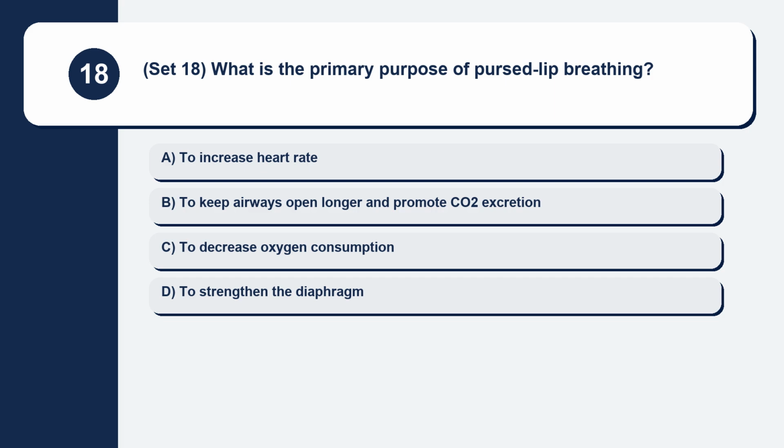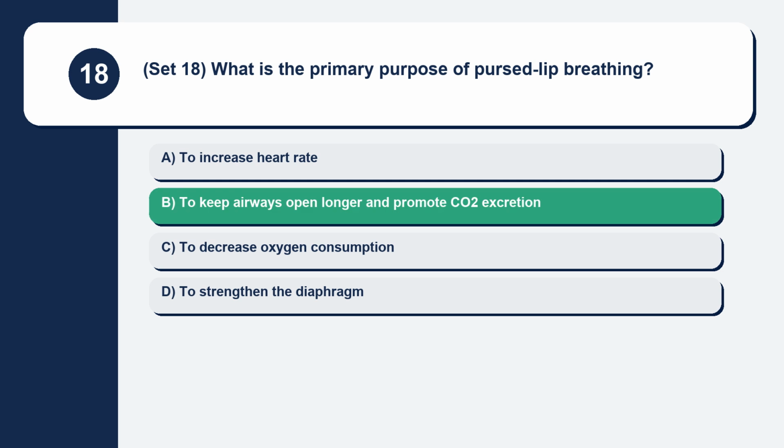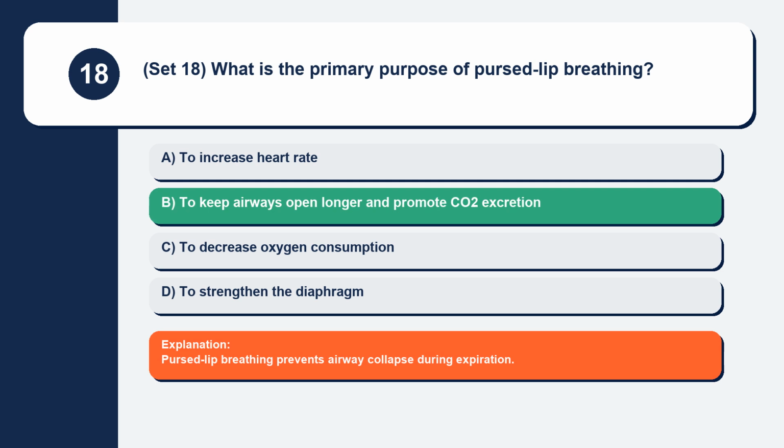Question 18. Set 18. What is the primary purpose of pursed lip breathing? To increase heart rate, to keep airways open longer and promote CO2 excretion, to decrease oxygen consumption, to strengthen the diaphragm. Pursed lip breathing prevents airway collapse during expiration.